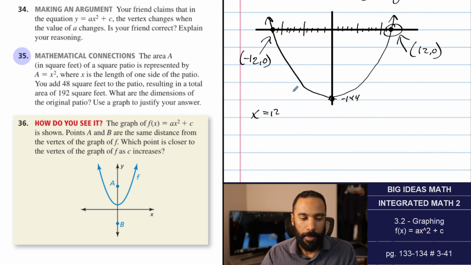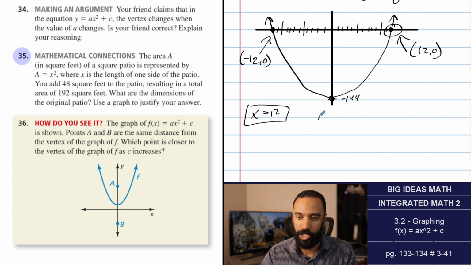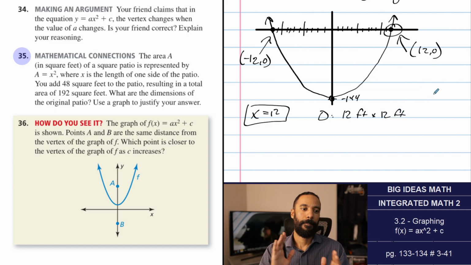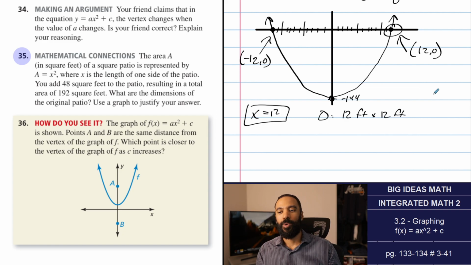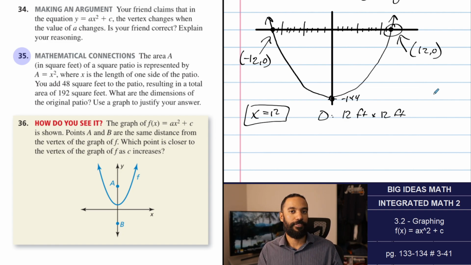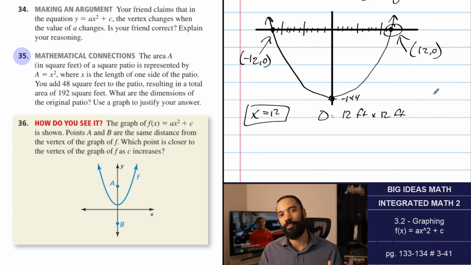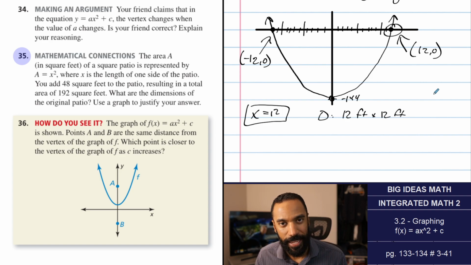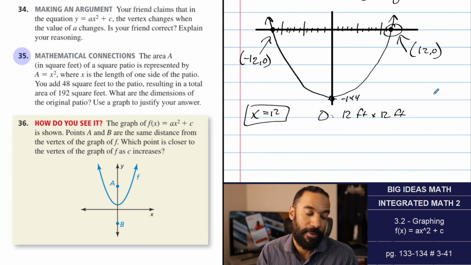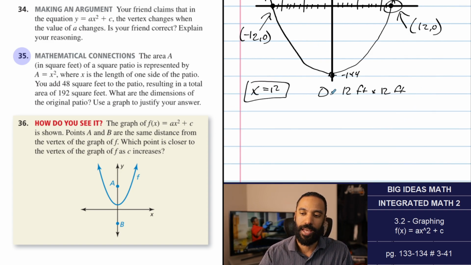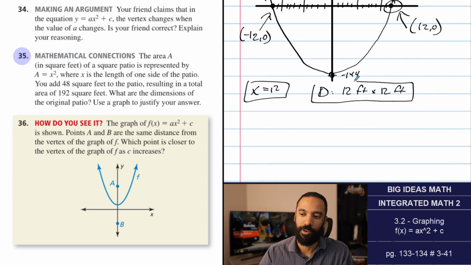They ask what the dimensions are of the original patio. Dimensions are 12 feet by 12 feet. Does that make sense? 12 feet by 12 feet is 144 square feet. That would have been the area of the original patio. When I add 48 square feet to the 144 square feet, I get 192 square feet. That seems to make sense as an answer. So that is the answer. The dimensions are 12 feet by 12 feet.